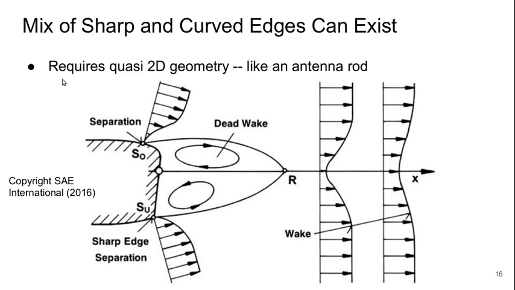And of course, you can have a mix of sharp and curved edges, right? So you could have one side that's a sharp edge and another side that's a curved edge. For example, maybe something like an antenna rod would look like this if you looked at the cross section. And you can get these kinds of asymmetric separated behaviors as a result.